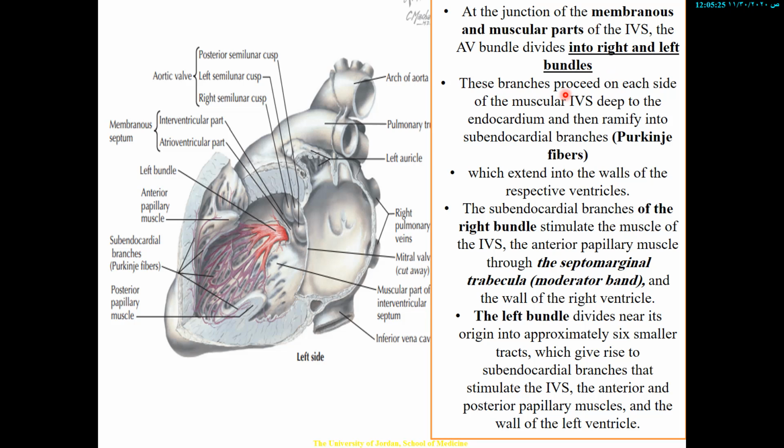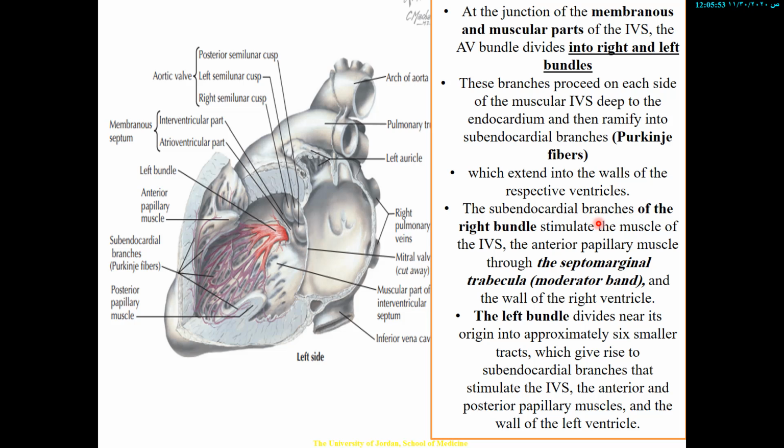Now these branches proceed on each side of the muscular interventricular septum, as you can see here, and then they ramify into subendocardial branches, Purkinje fibers. Now the Purkinje fibers extend into, of course, the corresponding ventricles.